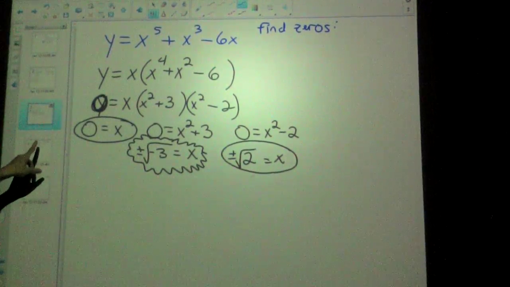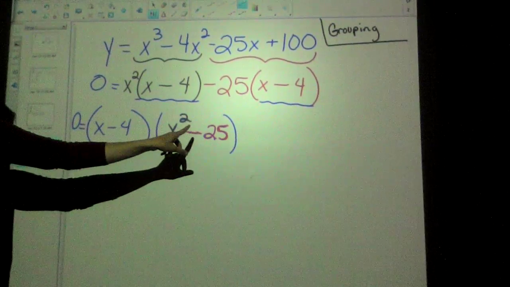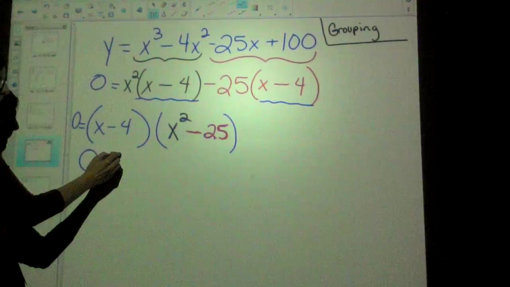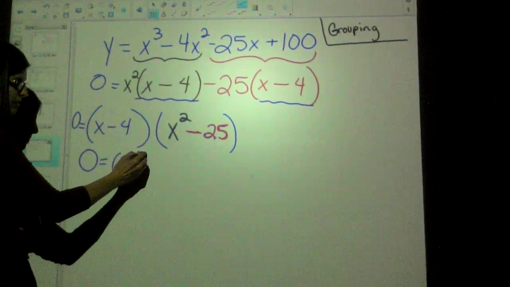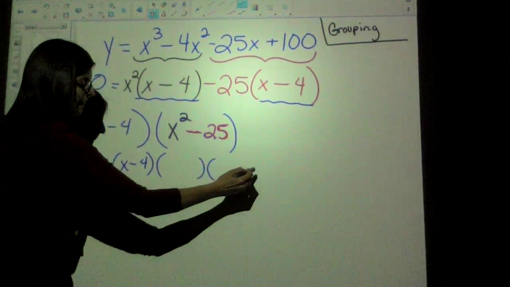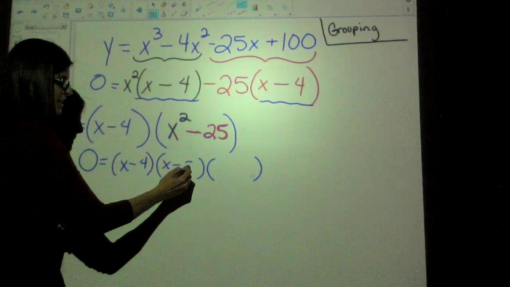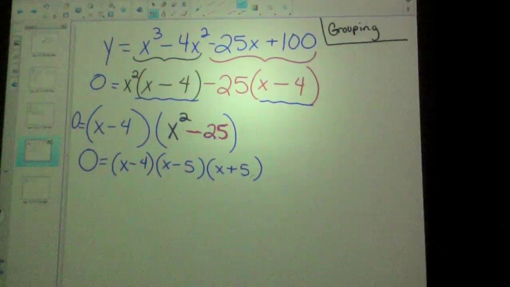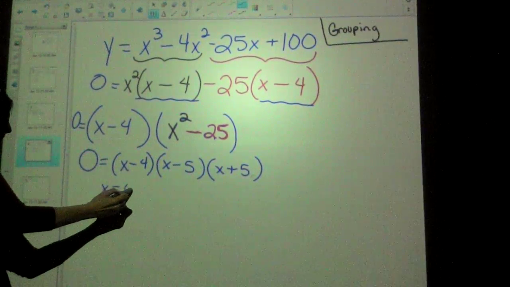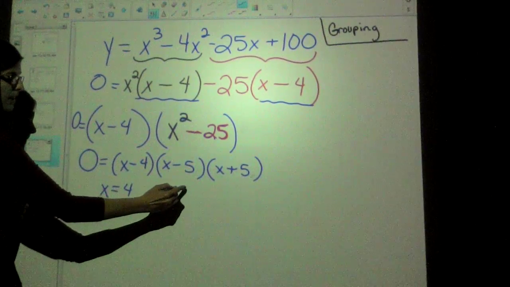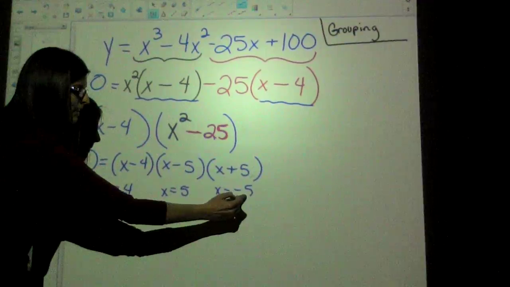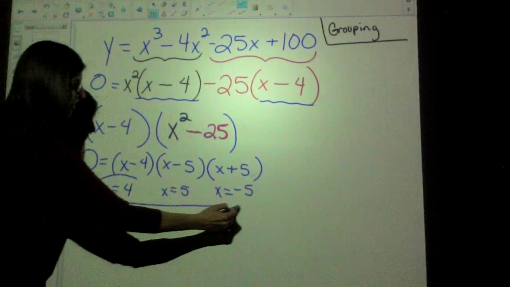So let's try to factor x squared minus 25. If I factor it all the way, I get x minus 5, x plus 5. So what are my solutions? X equals 4, x equals 5, and x equals negative 5. Very good.